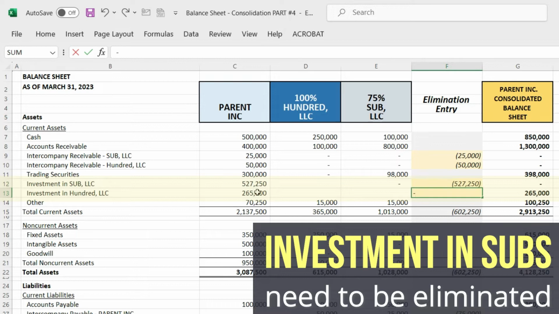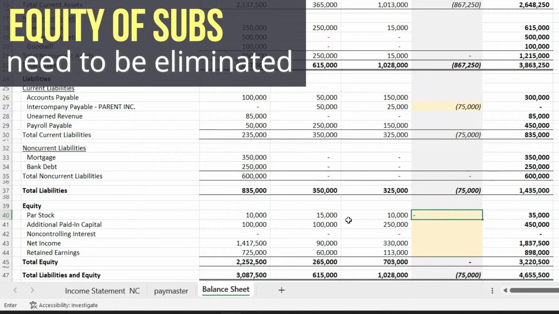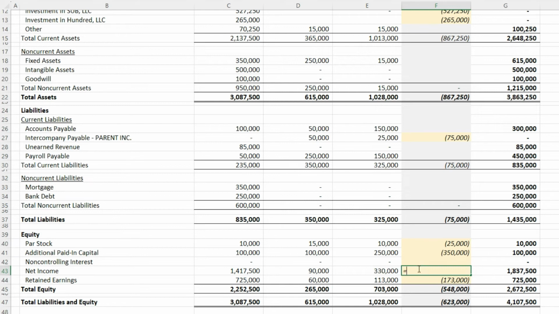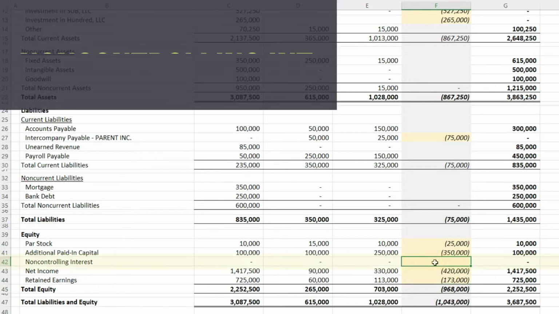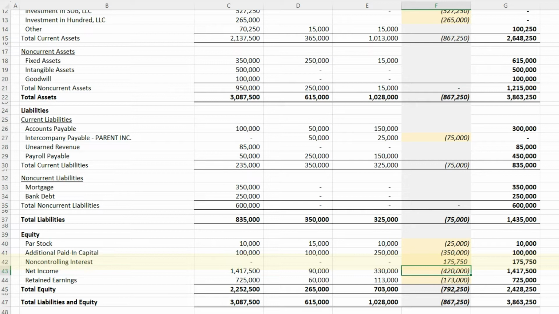All right, next part we want to look at is to make sure all our elimination entries are in, because from a consolidated point, you have no investments in subsidiaries. They are one economic entity. This does involve eliminating the equity section of your subsidiaries. Now, we do have non-controlling interest because we do not own 25% of Sub LLC. So let's back out the portion of Sub LLC we do not own. All right, that's our non-controlling interest. So I've put the elimination entries into our balance sheet.